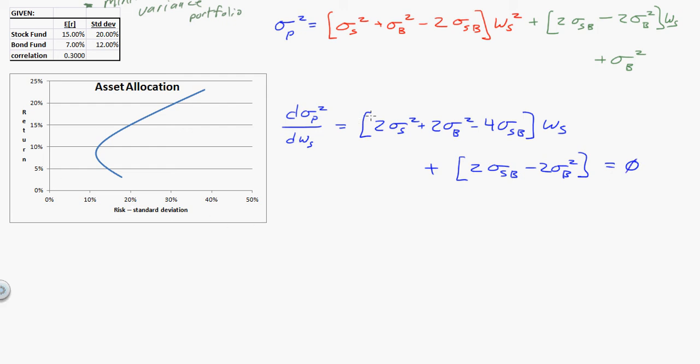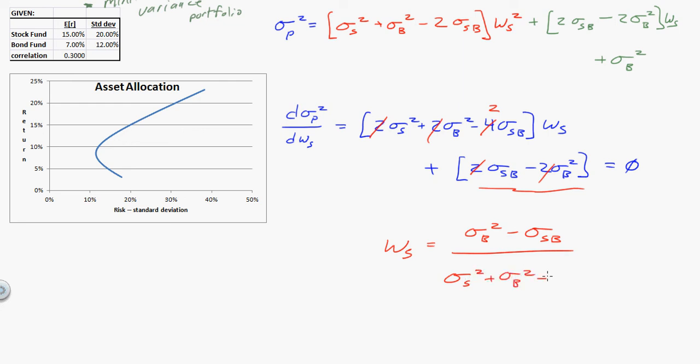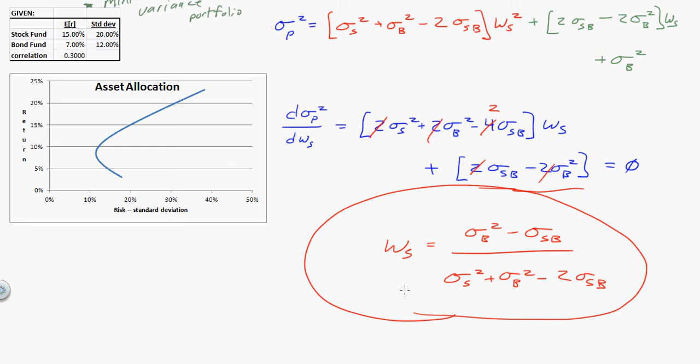Well, we can note here the 2's all cancel out and this 4 becomes a 2. So I move this term across. The weight in the stock fund is equal to sigma B squared minus sigma SB, over sigma S squared plus sigma B squared minus 2 sigma SB. This is the weight in the stock fund for the minimum variance portfolio, and the weight in the bond fund is equal to 1 minus that.